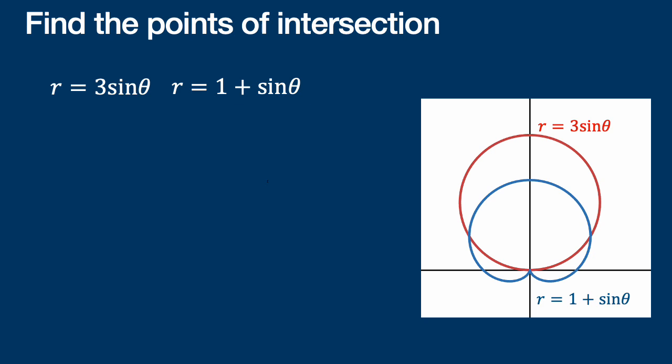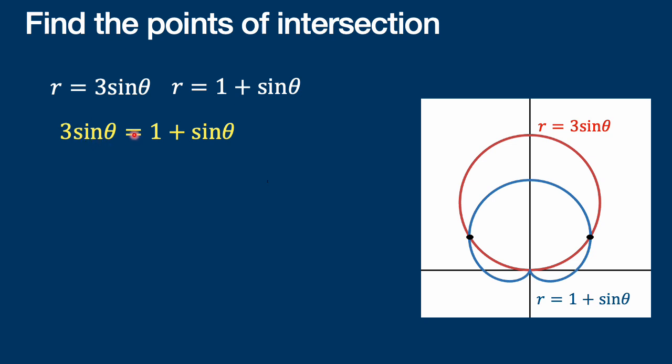Let's have another example. Find the points of intersection of two polar curves. The first one is r equals 3 cosine theta. The other, the blue one, is r equals 1 plus sine theta. How are we going to find the intersection points right here and on the other side? It's not easy to find the intersection points from the graph. So r should be the same, theta is the same. R should be the same, meaning you set them equal.